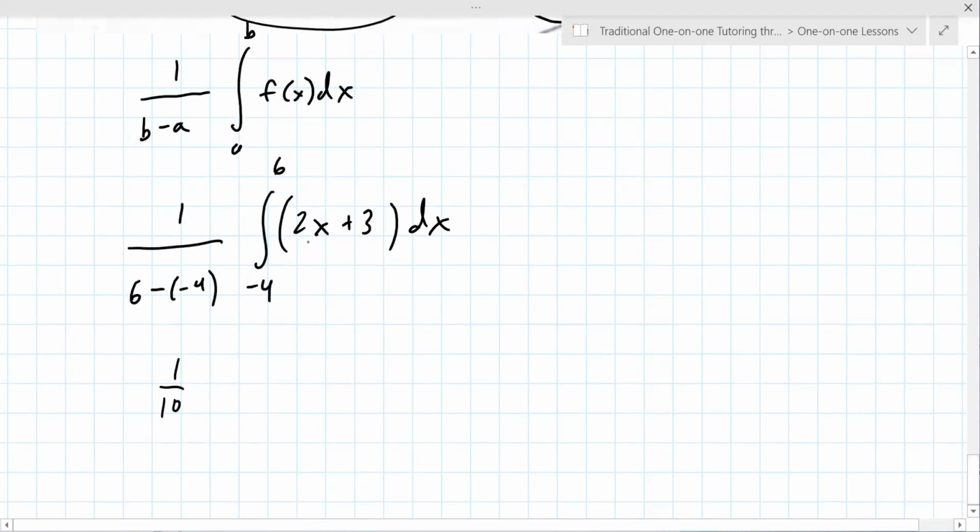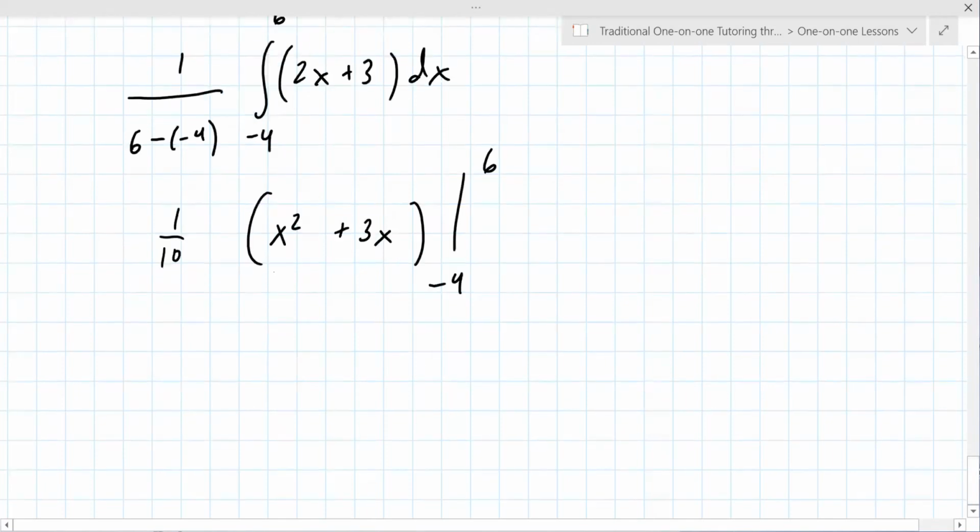And then again, what derivative gets you back? What do you take the derivative of to get back to 2x? X squared. What derivative gets you back to 3? 3x. Oh, and then you evaluated it. Oh, that's so simple. I made this so much more complicated. It is. Once you get past whatever obstacle there is, it's just putting numbers in.